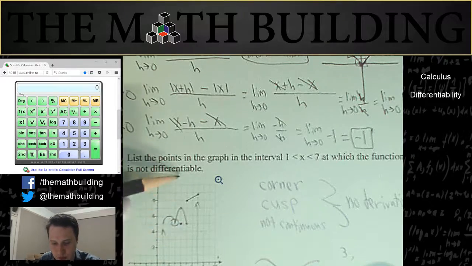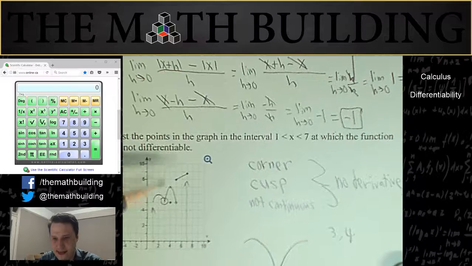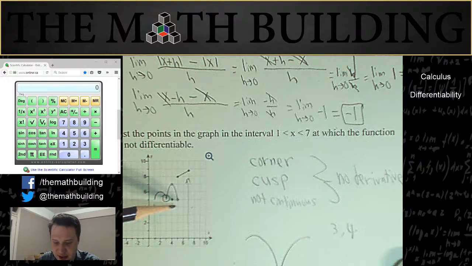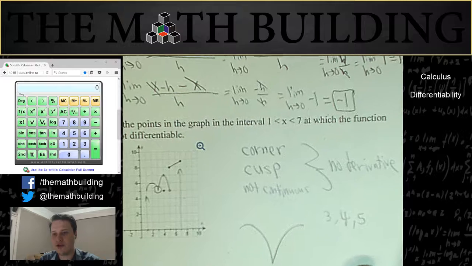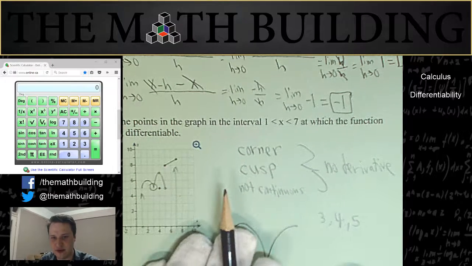Here at 4, we see we're not continuous, so there's going to be no derivative at 4. And you can see we have a jump right here at 5, so we're not continuous at 5, so there's going to be no derivative at 5 either. So be on the lookout for corners, cusps, or any place the graph is not continuous and you know you're not going to have a derivative there.